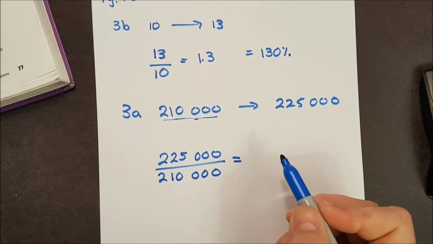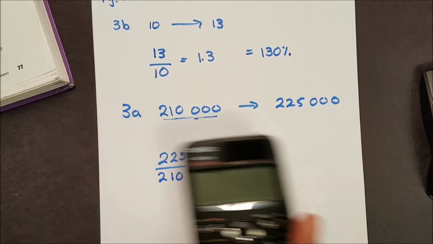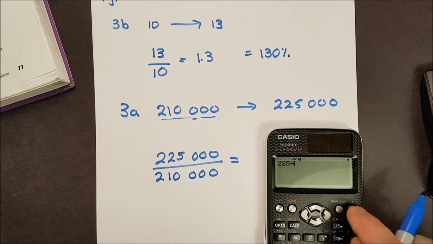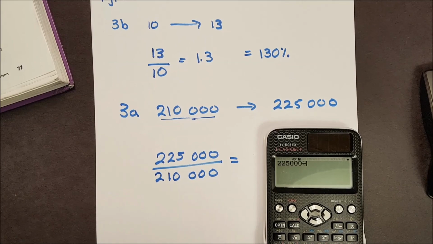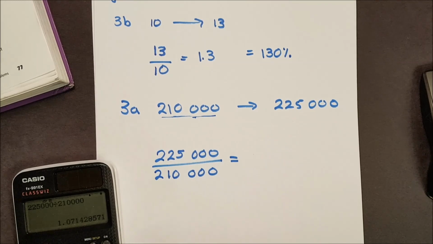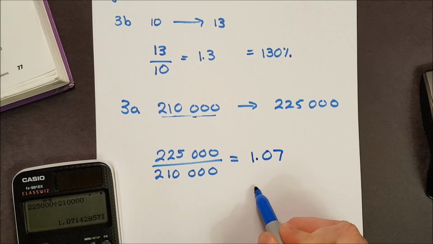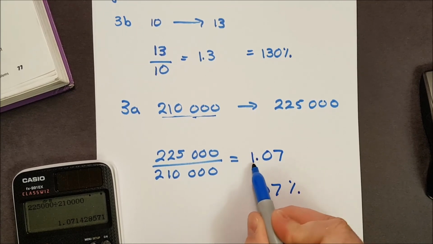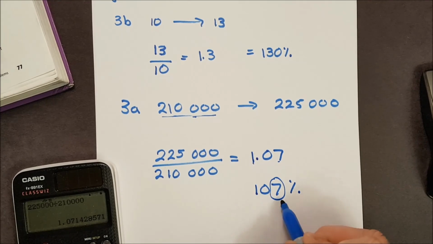which equals, let's see, 225, well, we'll do the whole number here. 225,000 divided by 210,000 equals 1.07. Well, as a percent, this is 107%. So we know, because it's over 1, well, it's over 100%, so the house price rose an extra 7%.